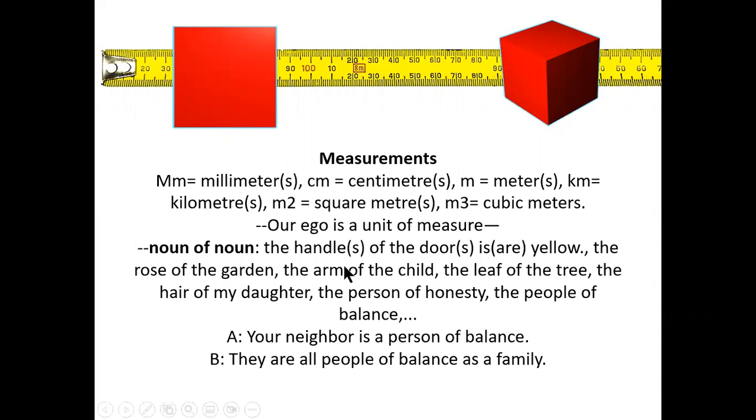Now, the arm of the child, the leaf of the tree, the hair of my daughter, the person of honesty. Ahmed Bey is a person of honesty, or Ahmed Bey is an honest person, adjective. But here noun, the person of honesty, noun of noun.